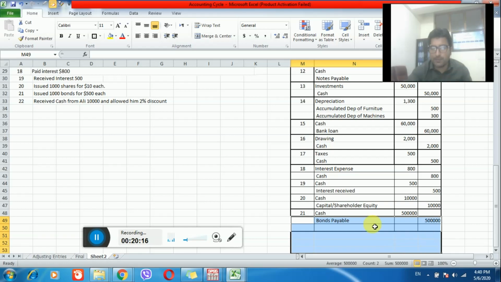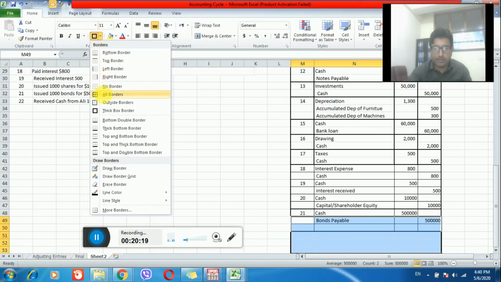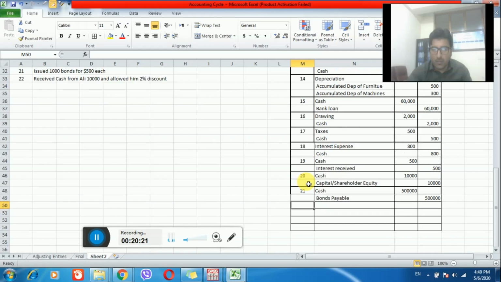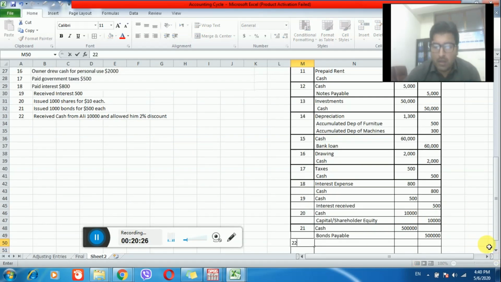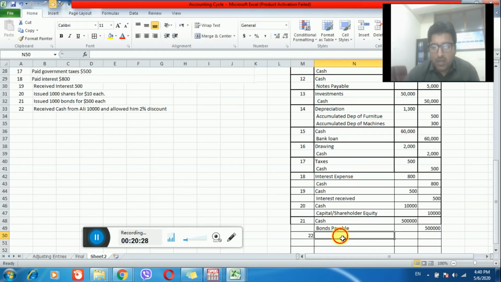Let me tell you, we have transaction number 22. Okay, receive cash from Ali 10,000. So now when you allow him 2% discount, it means you are not receiving completely 10,000 cash. So you have to deduct 2% discount from this 10,000. And what is the 2% of 10,000? That's 200. It means you are receiving cash, right?